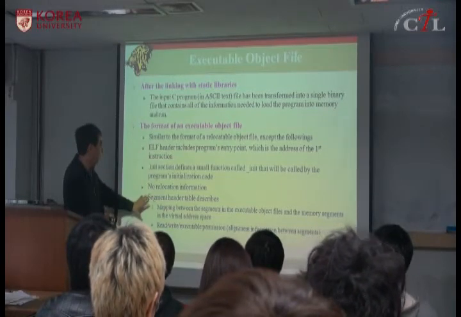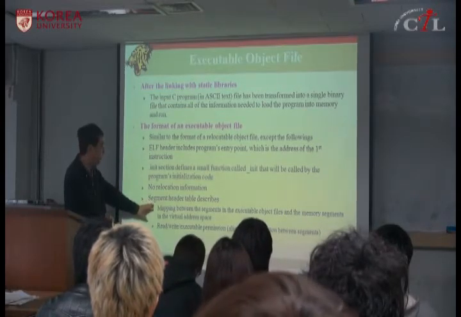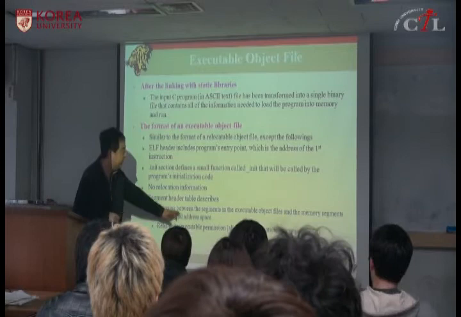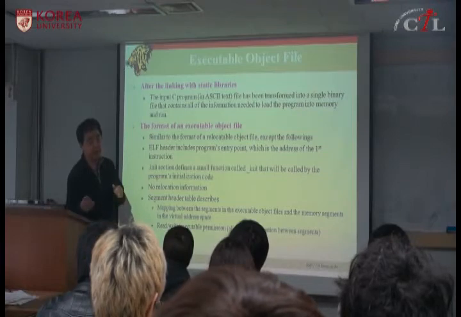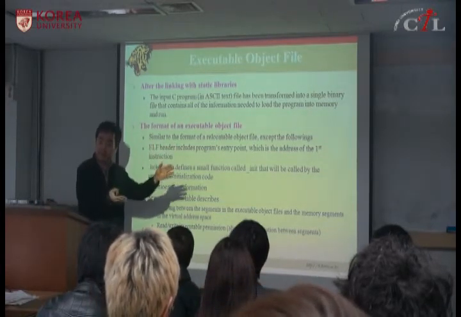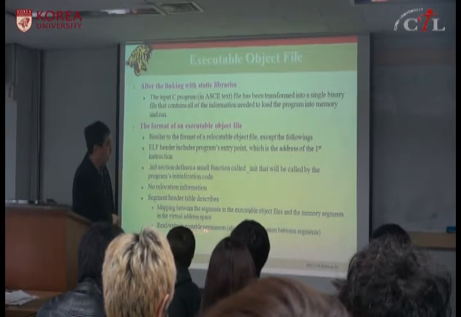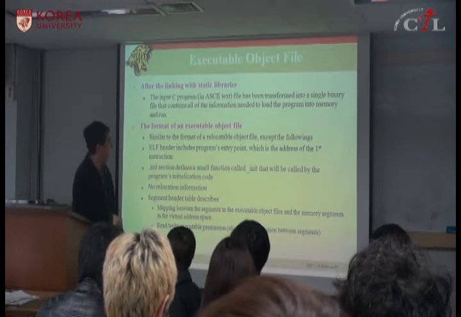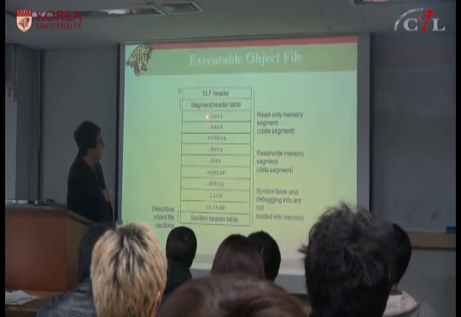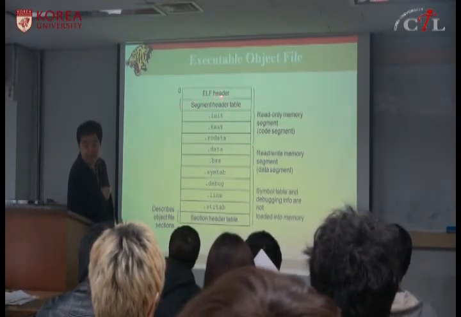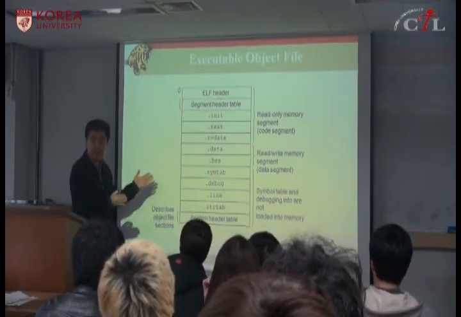Okay? And you need to have the segment header information, which actually describes the mapping between the segments in the executable object file and the memory segments in the virtual address space, so that the loader can copy into the memory space correctly. And you also have read-write-executable permission information in this header. So this is the ELF file. This segment header is only for executables because this is for the mapping between the executable file and the memory segments in the address space.